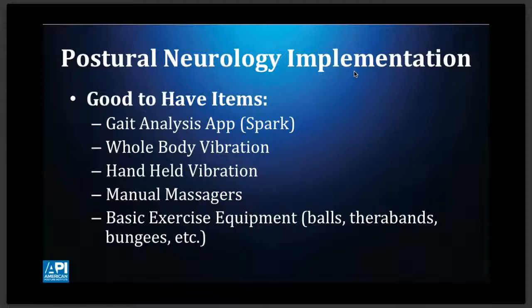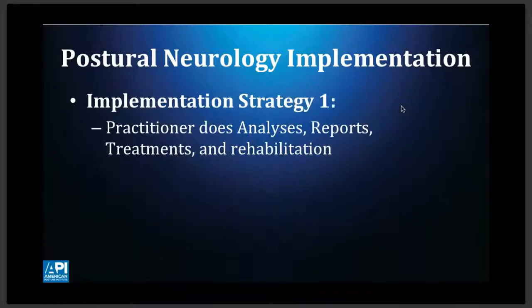Handheld vibration can cost you anywhere from $10 up to $150. And this is just going to be a great therapy that you can utilize as a sensory stimulus to the sensory system. Manual massagers, same thing. This can cost you a very minimal amount. Good stimulus for sensory cortex development. And basic exercise equipment, like medicine balls, TheraBands, bungees. These are things that are really good to have in your rehab room and very useful. So all of that together is not going to cost you a lot of money.